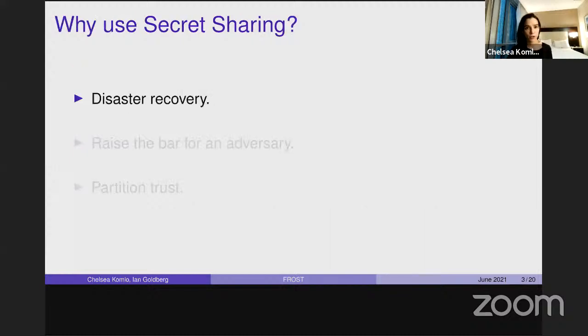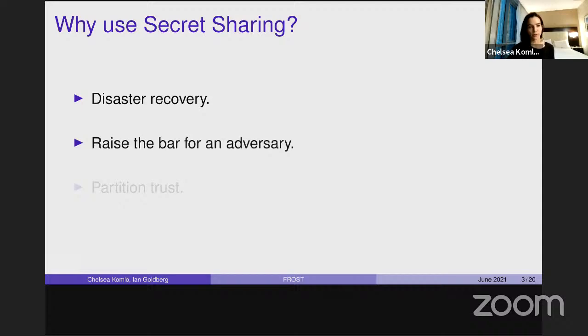First, you might be wondering, why would you actually use secret sharing? Why is this important in practice? One reason secret sharing might be useful is for disaster recovery. If you have a secret on one machine and that machine is destroyed, then your secret is lost forever. Instead, if you're able to partition it and one machine goes down, then you're still able to use that secret in the future.